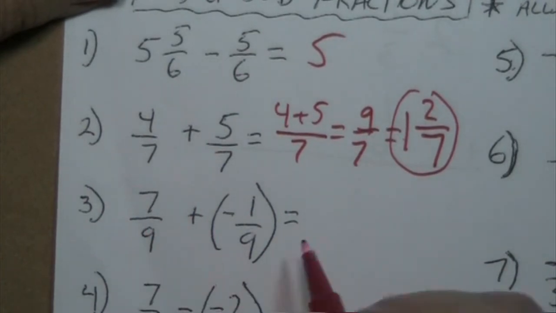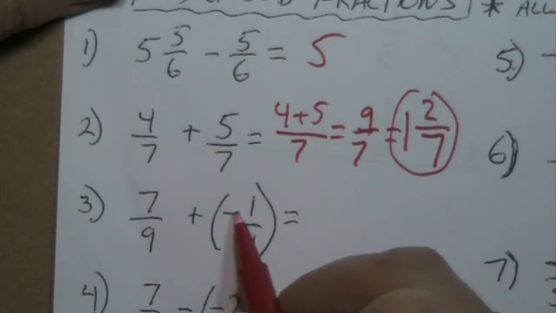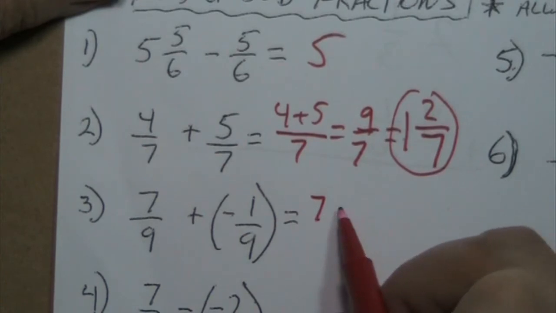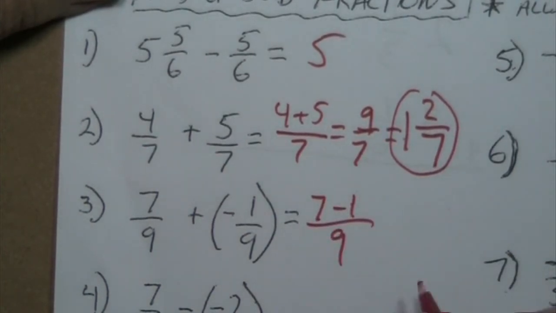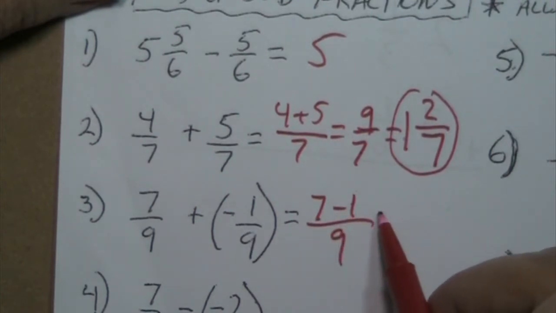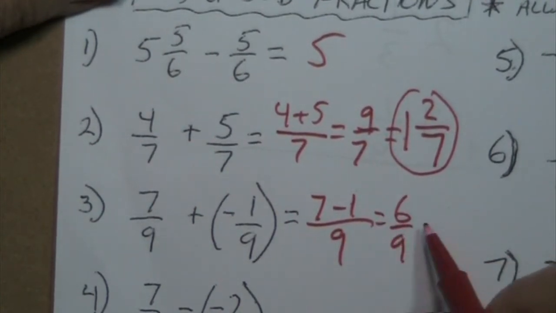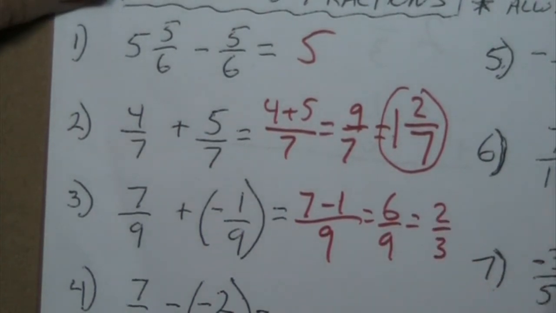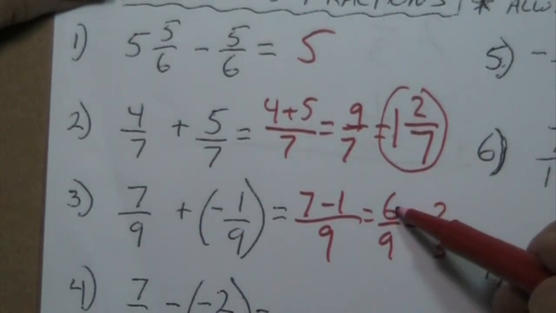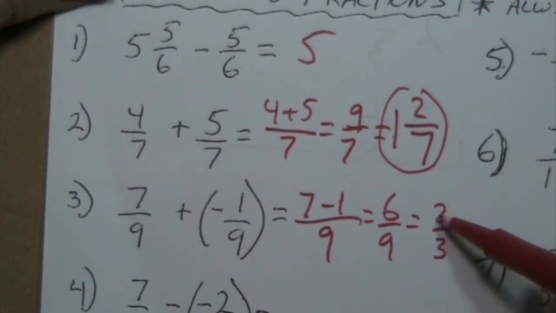Okay, next one. So I have 7 ninths and negative 1 ninth. That's 7 and a negative 1 ninths. So 7 minus 1 is 6. And that can be reduced to 2/3. Right? Because 3 goes in there twice and 3 goes in there 3 times.